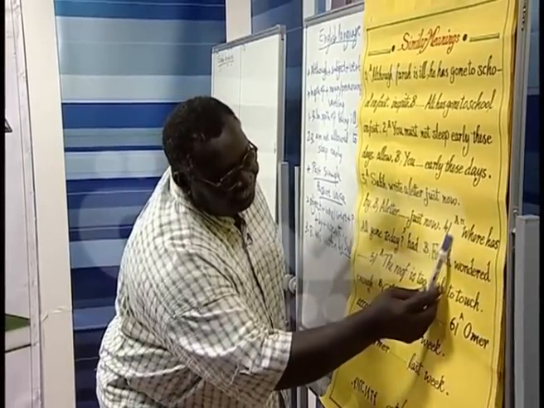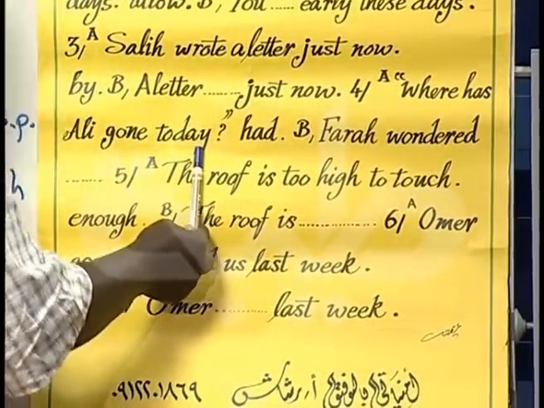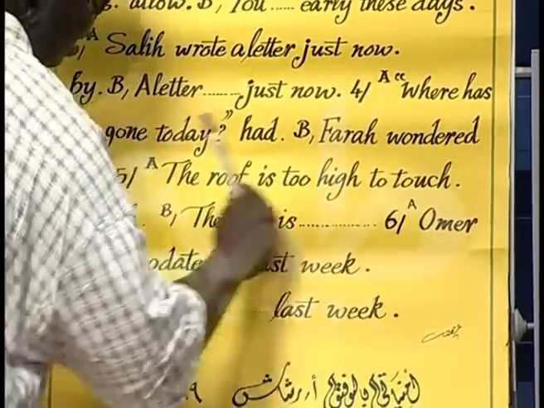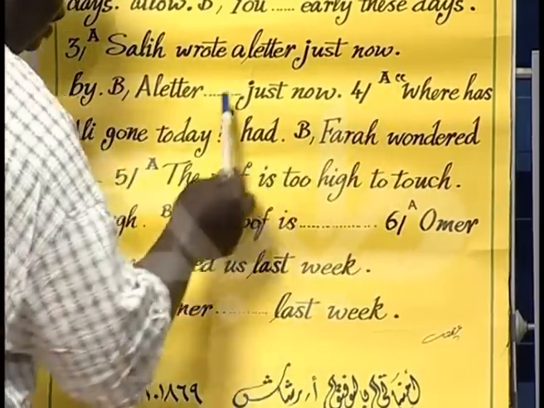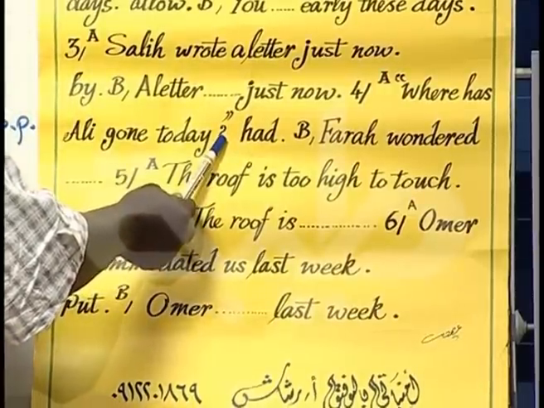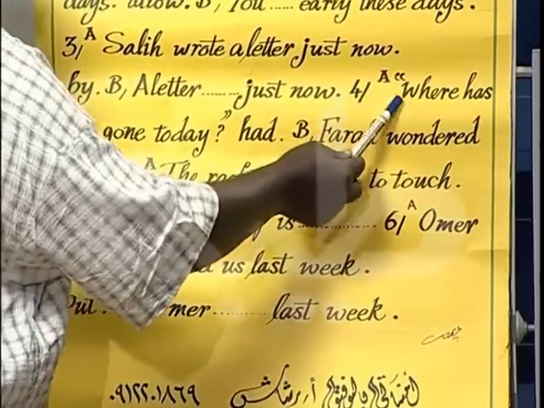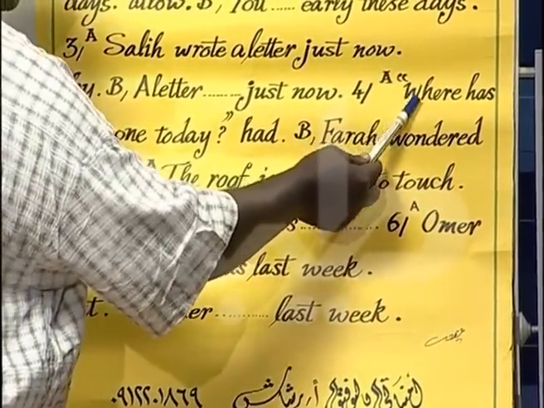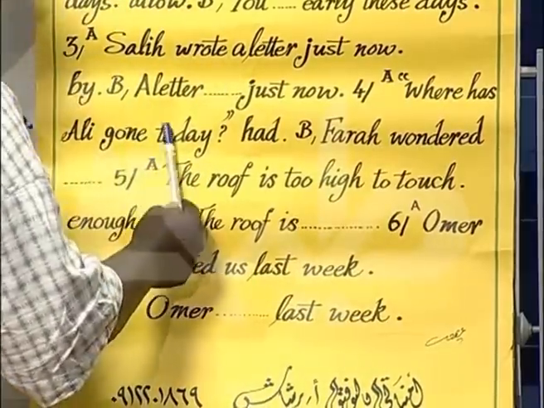Number 4 here, we have: Where has Ali gone today? Of course, this is what we call direct speech, kalam mubashir. This is a question in the direct speech. Of course, you remember this. I talked to you about the questions in the passive voice. Of course, in the direct speech, this question is called WH question. Yes. Where has Ali gone today?